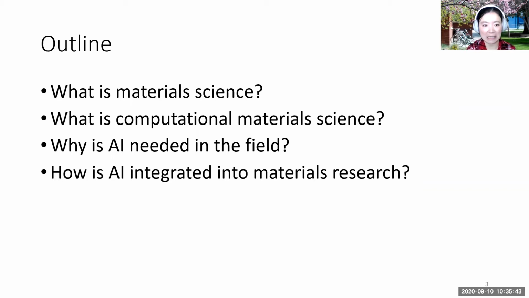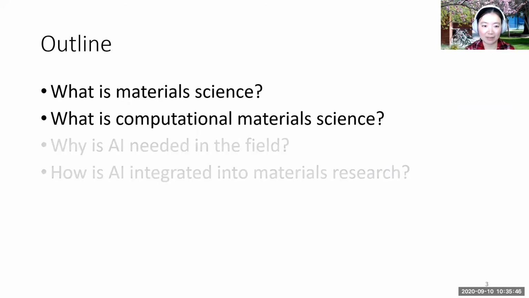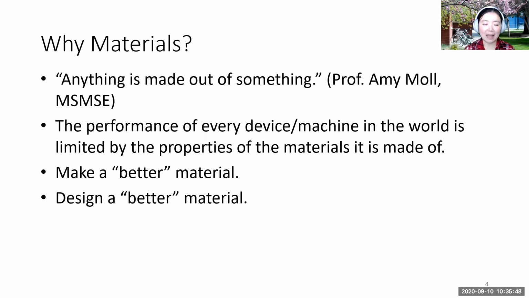And also, what is computational material science? I really like one statement from my colleague, Professor Amy Moore, and I think some of you probably know her. She said, anything is made out of something. So that something actually is materials. The performance of every device and machine in the world is limited by the properties of the material it is made of. So we always want the material better.